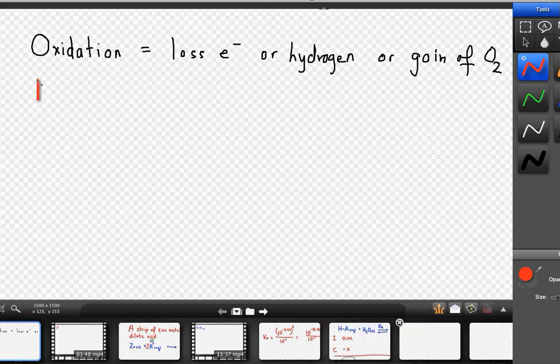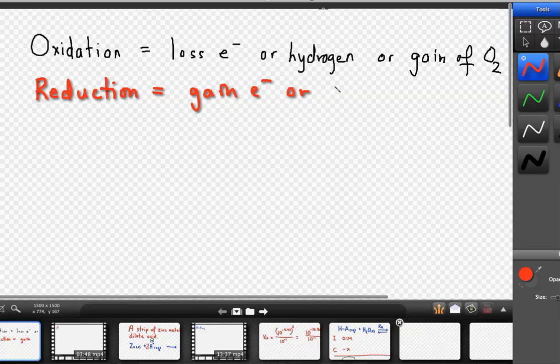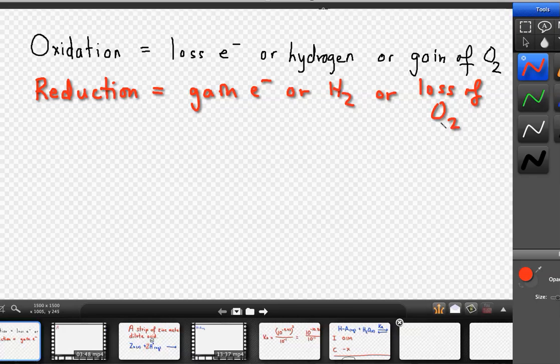Reduction, on the other hand, is going to be the polar opposite. We can talk about the gain of electrons or hydrogen, or the loss of O2. There are several good mnemonics that can help us to remember these definitions.